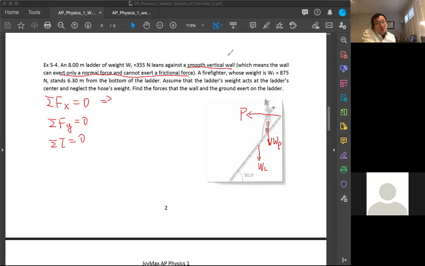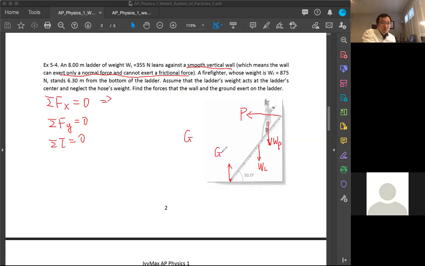Yeah, actually, they want to find out the forces that the wall and the ground exert on the ladder. So they should have a force from this point and point in some directions, acting on the ladder. But I'm not sure about this. I assume that we have a force I call G. Since the direction is unknown, we can project it in two different directions.